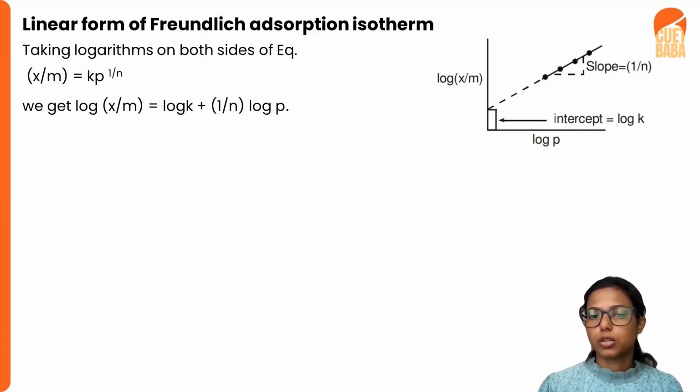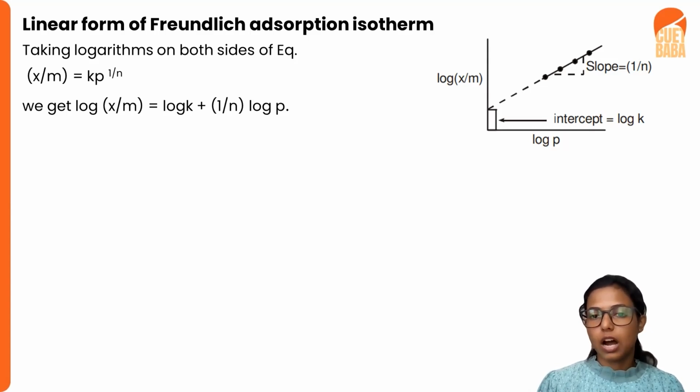So when we draw the graph of log x by m versus log p, we can see that the slope of the graph will be 1 by n. 1 by n is multiplied to log p, so it will become the slope, and the factor that is added to the 1 by n log p, that is log k, will become the intercept.